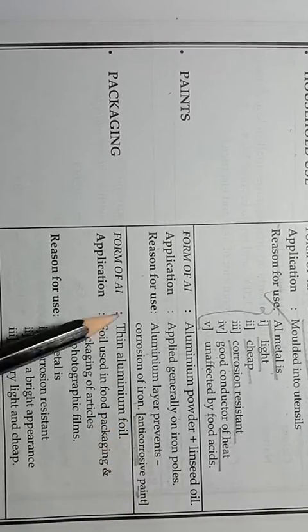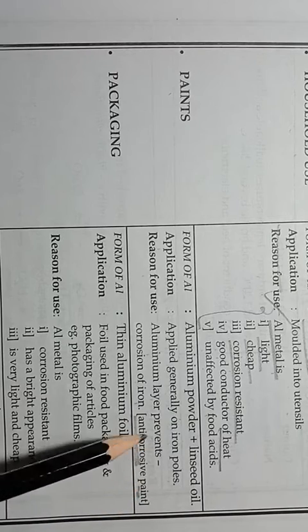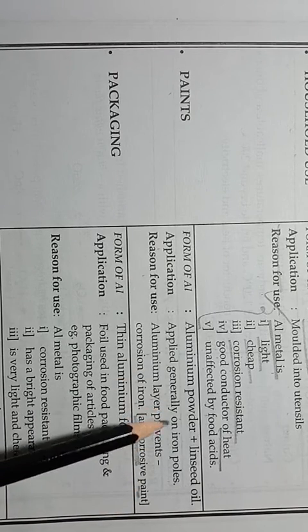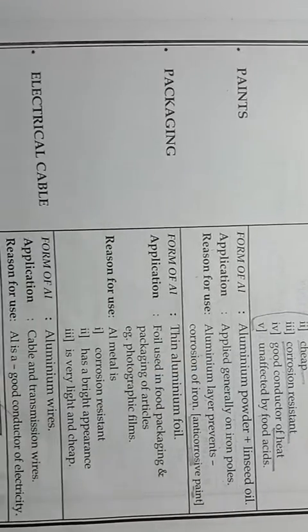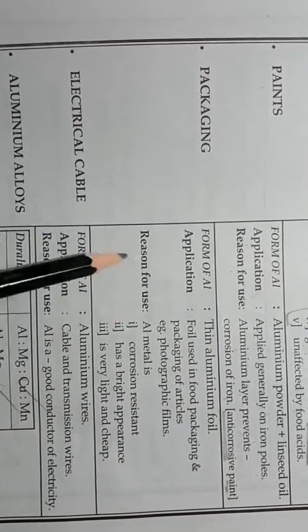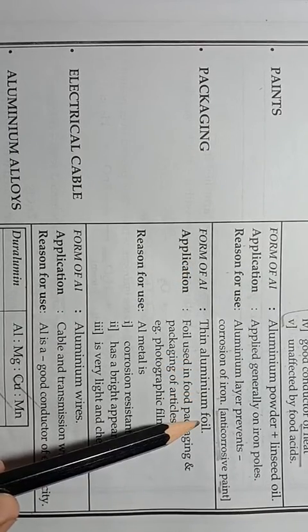Anti-corrosive paints. Aluminium paint is used as an anti-corrosive paint and it protects iron poles from corrosion. Then packaging. In packaging, thin aluminium foils are used.